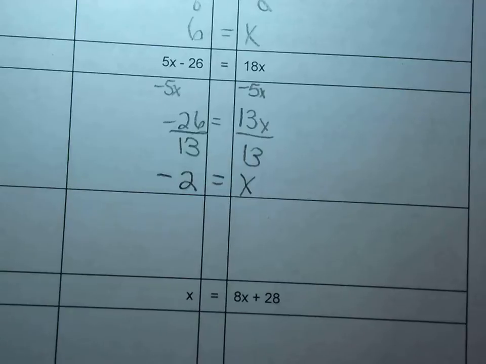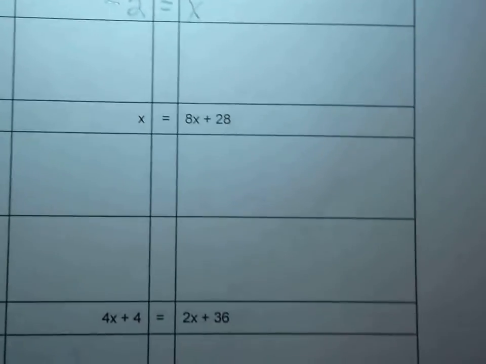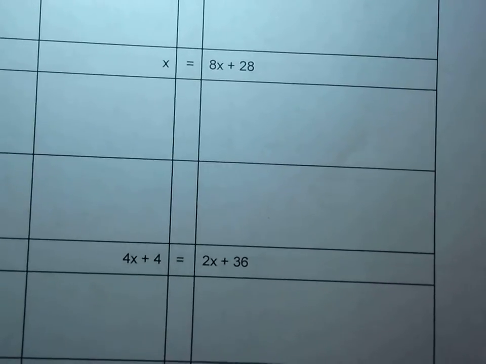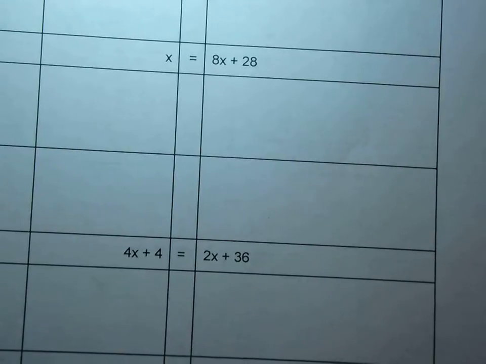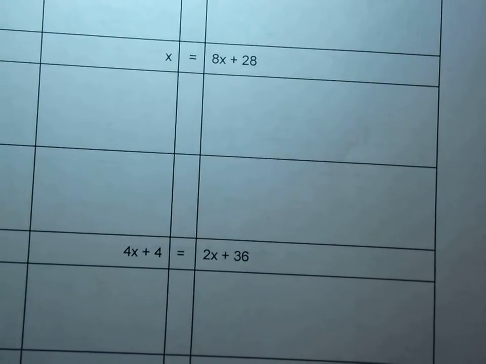Okay, let's work the next problem. x is equal to 8x plus 28. Our goal is to get the variable on one side and a number on the other side. So what would our first step be? What should we do? Minus 28. Negative 8x, minus 28.